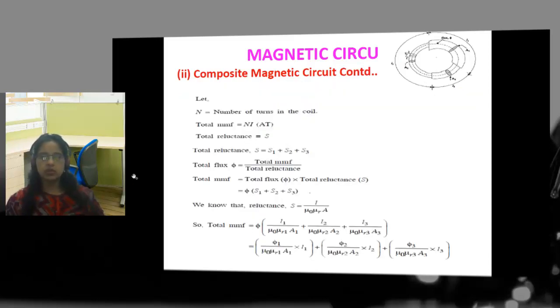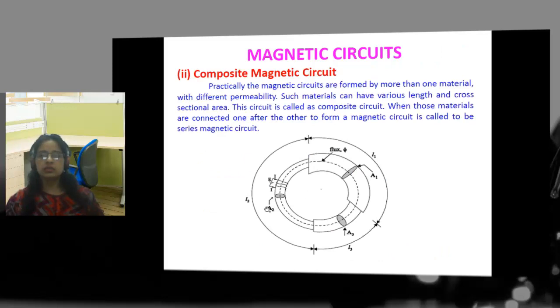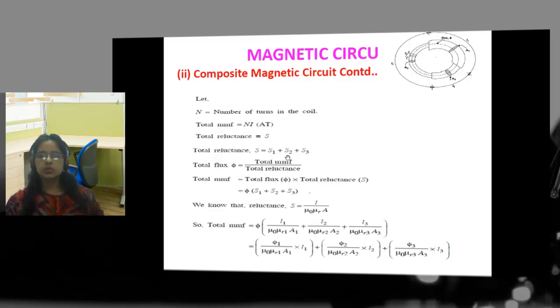Now what happens about the formula? If there are N turns in the coil, total MMF will be Ni and reluctance will be S. Total reluctance will be the sum of individual reluctances, just like resistance. Since it is series, the reluctances will be added up: S is equal to S1 plus S2 plus S3. So total flux is total MMF by total reluctance. If we are supposed to find total MMF, then it will be total flux into total reluctance.